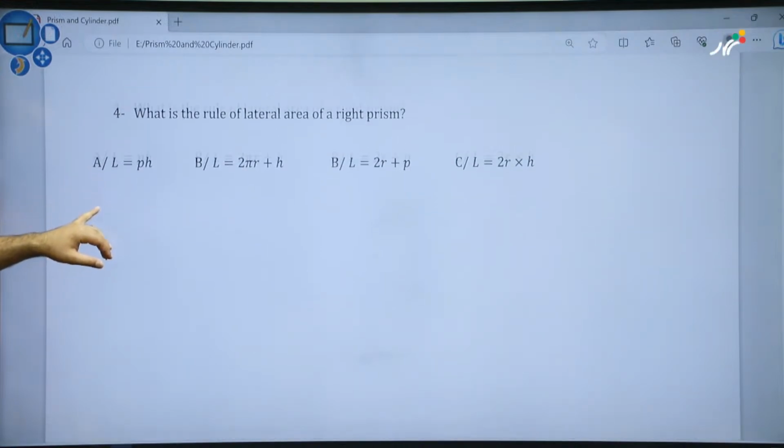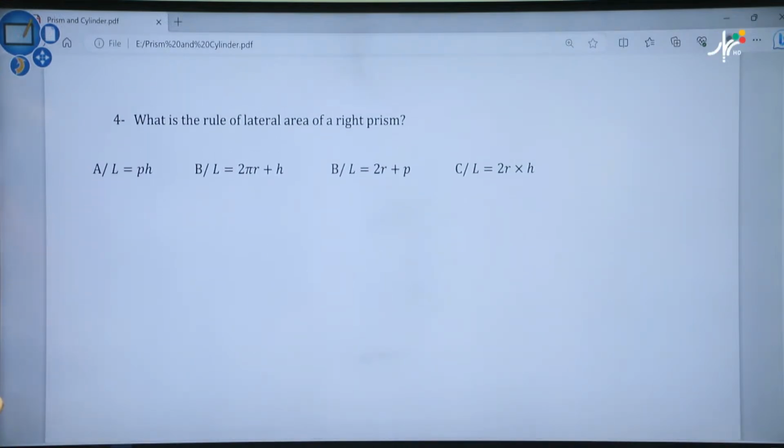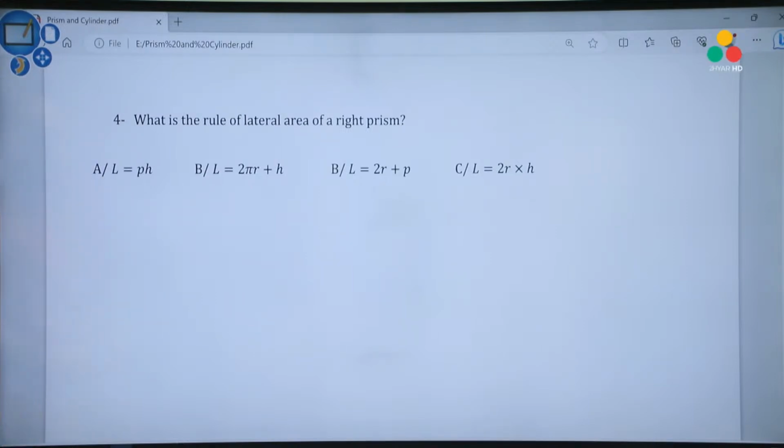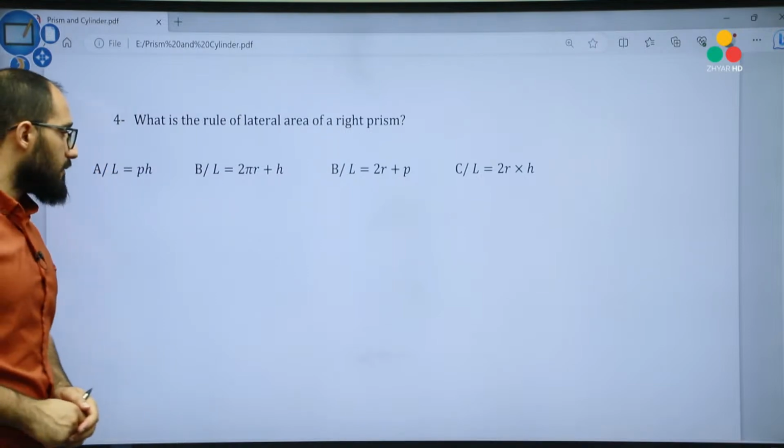And the last question, what is the rule of the lateral area of a right prism? The lateral area of a right prism, it is A L is equal to perimeter times H.